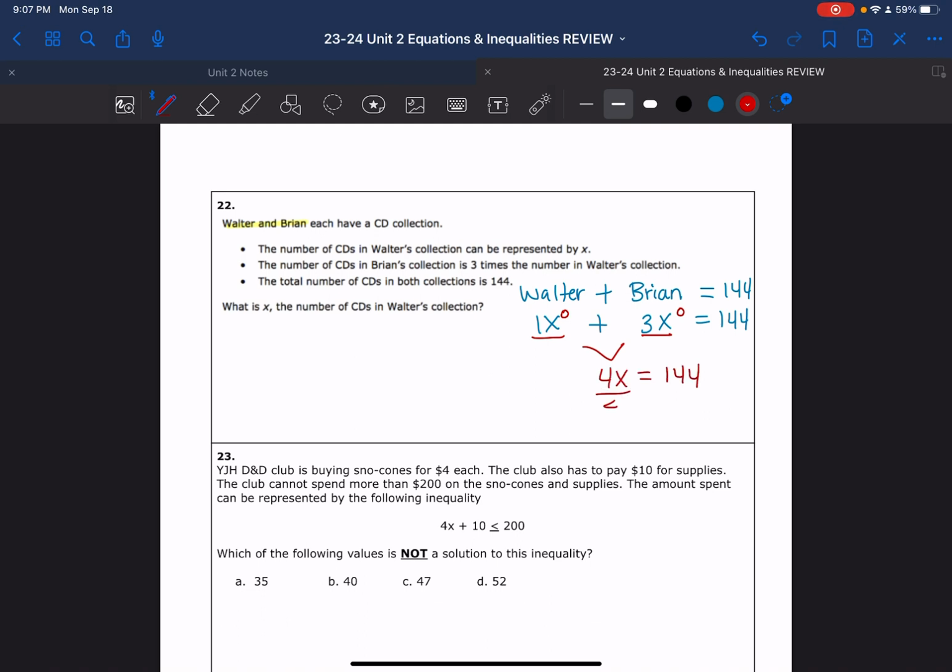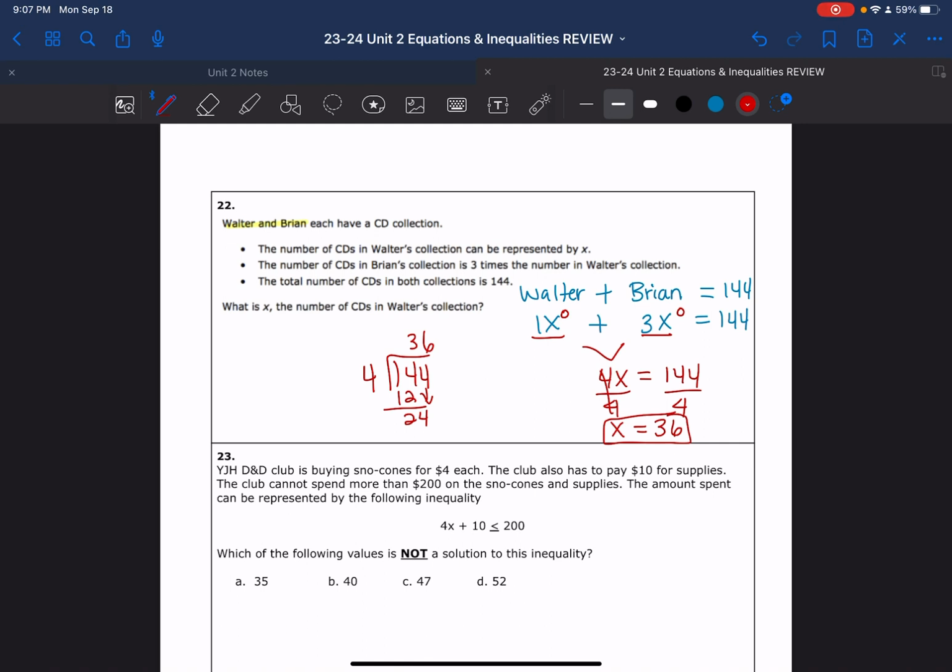Now, all you have to do is divide by 4, okay? So here, 144 divided by 4. 4 can go into 14 3 times. That would be 12. And then 4 can go into 24 6 times. So my answer is 36.